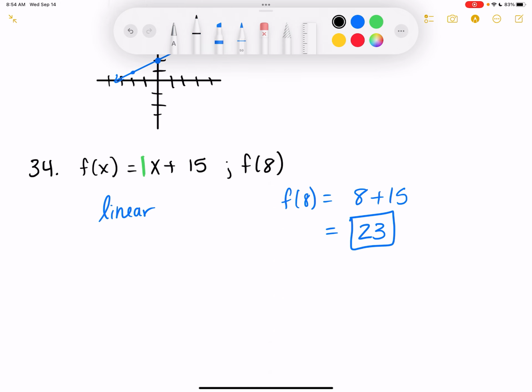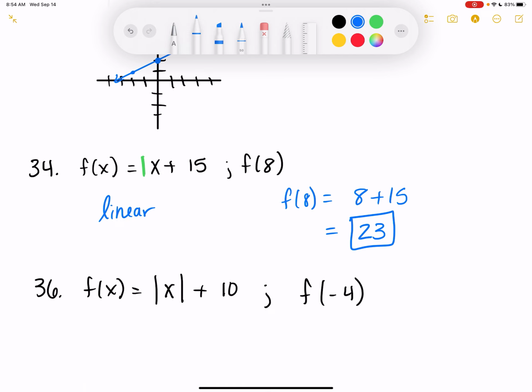All right, let's do another one. Number 36: f of x equals the absolute value of x plus 10, and it's for f of negative 4. So, would this be linear? No, because there's an absolute value.